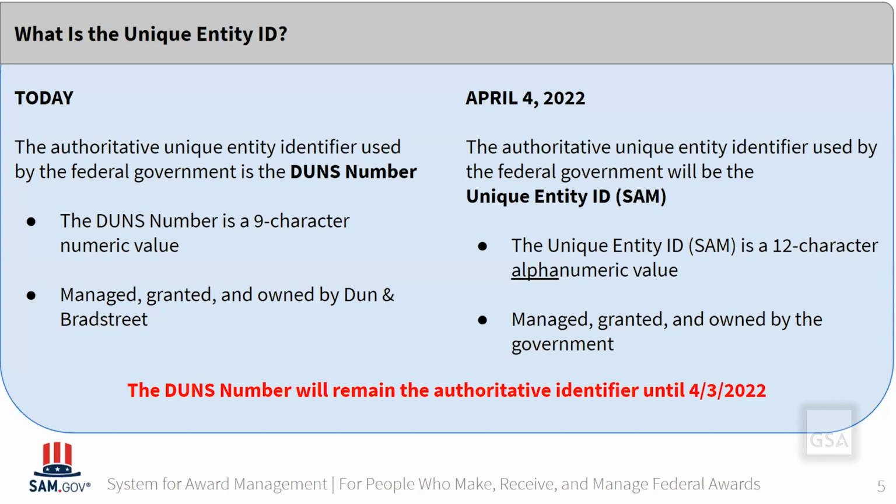Starting April 4th, 2022, the authoritative unique entity identifier used by the federal government will be the unique entity ID (SAM). That's what we're calling it right now to distinguish it from the DUNS number. This unique entity ID SAM is a 12-character alphanumeric value. So it's not just a replacement of the 9-character numeric, it's actually a change in the data structure. The other important note here is that this number is going to be managed, granted, and owned by the government. So again, for right now today, the DUNS number is the authoritative unique entity identifier used by the federal government. Starting April 4th, the authoritative unique entity identifier will be the unique entity ID SAM.